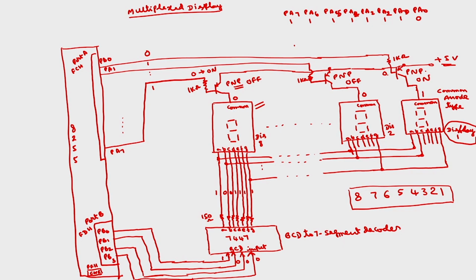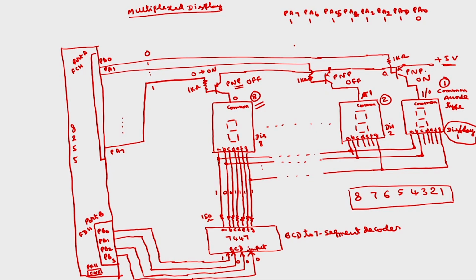Now you allow some time, after that you send 0 on all the signals so that all will be off. Then you replace the 0 with 1 for the next display and send the code corresponding to 2 on this display, again with some delay. Like that you proceed up to digit 8. Then after 8 you come back, display 1 here, and repeat this process.